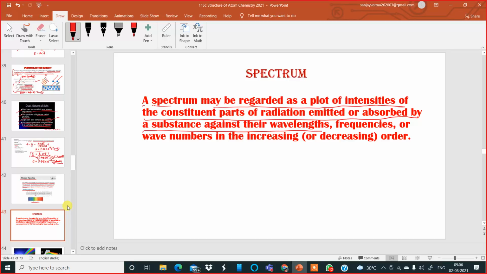That is why we have to keep in mind that a spectrum is regarded as a plot of intensities of constituent parts of radiation emitted or absorbed by a substance against the wavelengths, frequencies or wave numbers, in increasing or decreasing order. So that is something about the spectrum which we have read over here. Try to go through this several times to get a better idea on this.